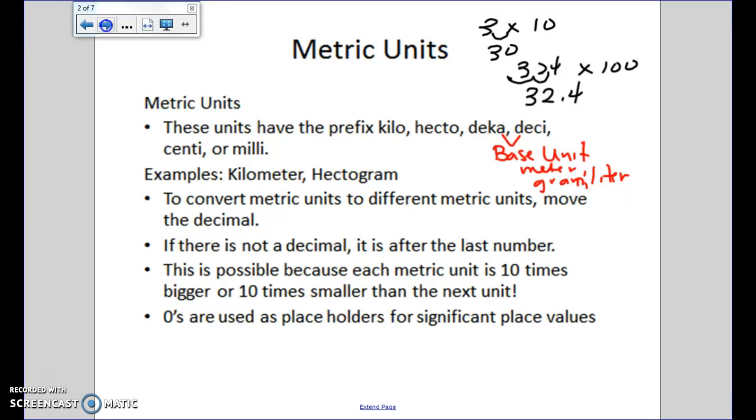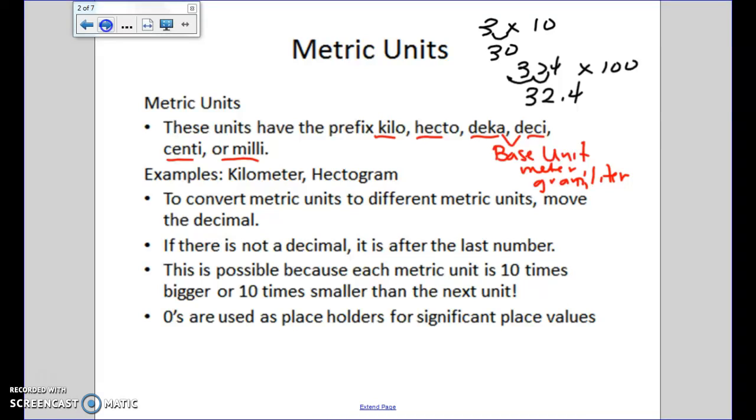If we were talking about meters, there would be kilometers, hectometers, decameters, meters, decimeters, centimeters, and millimeters. Depending on the prefix in front of the meter, that tells us how big or small the meter is. All right, and it all changes by a factor of 10 from one place to the other.